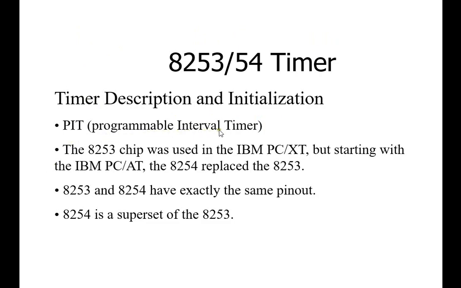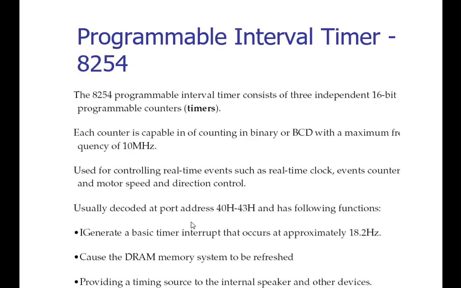PIT stands for Programmable Interval Timer. The 8253 chip was used in the IBM PC XT, and starting with the IBM PC AT, the 8254 replaced the 8253. 8253 and 8254 have exactly the same pinout, and 8254 is a superset of 8253. Now the programmable interval timer, which is 8254.